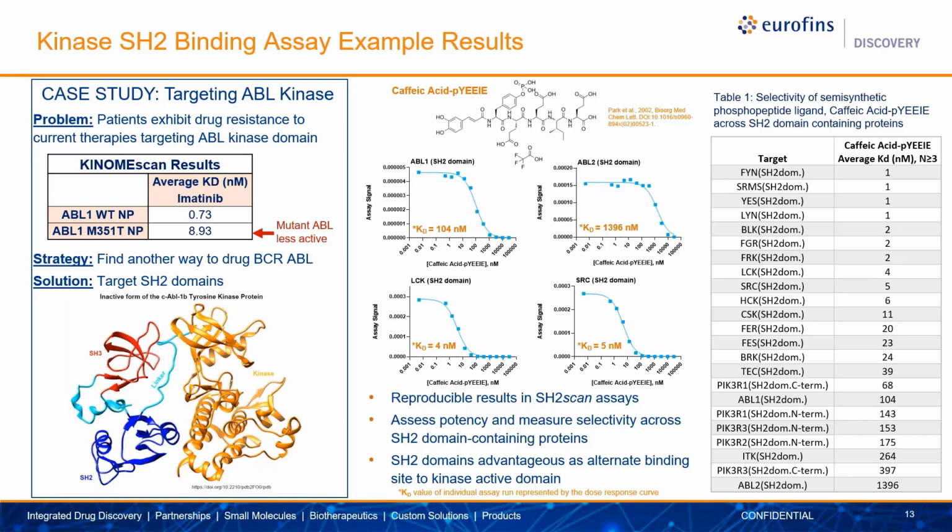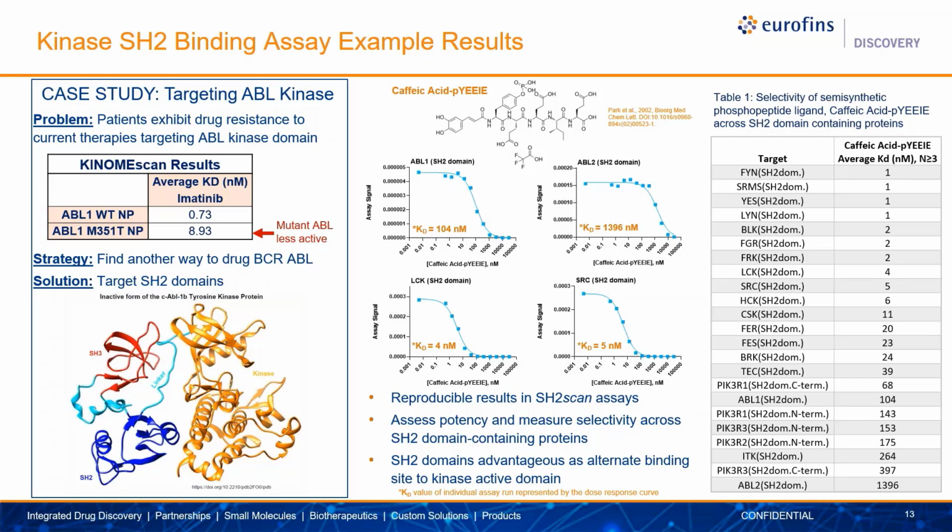One way of circumventing drug resistance is to develop drugs that target a novel site which is not impacted by acquired resistance mutations. The SH2 domain is one such possible site. We've currently released a collection of 26 kinase SH2 domain binding assays as part of the SH2 scan platform.